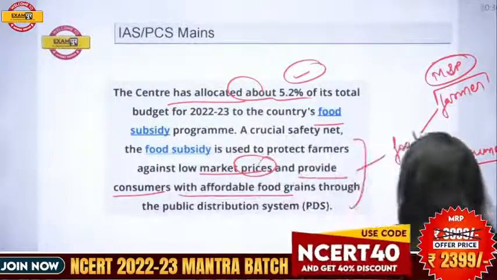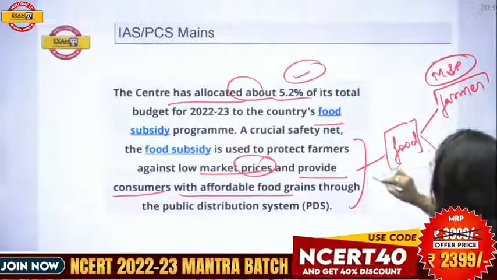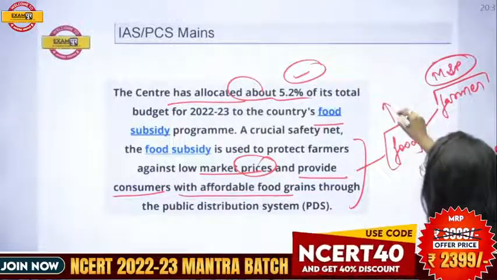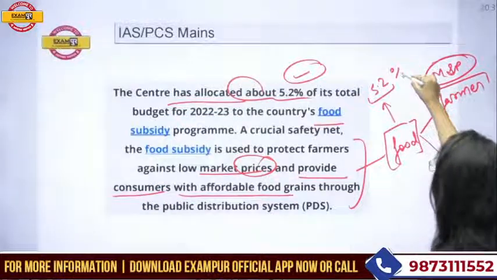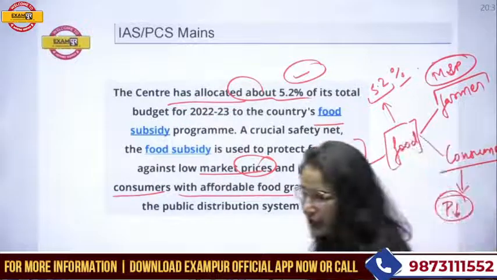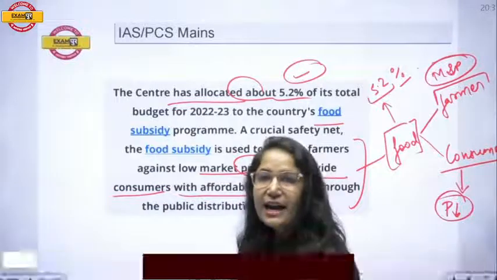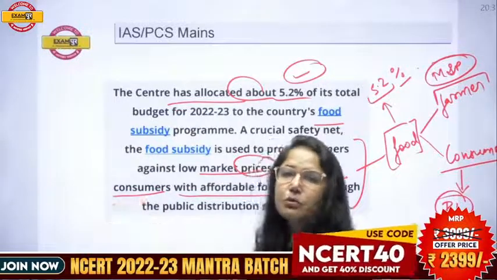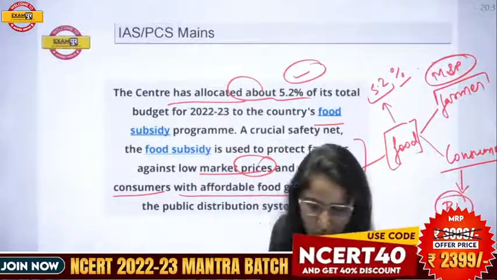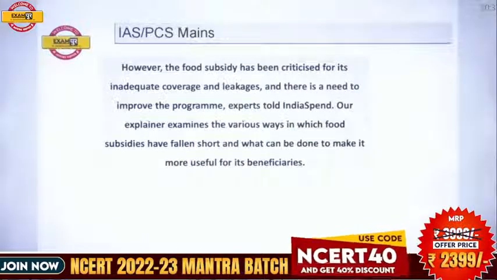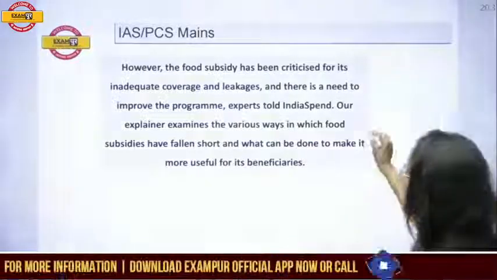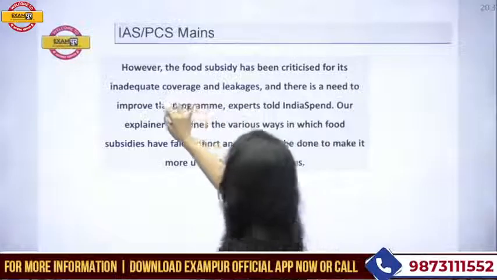So in both the hands, food subsidy is playing the role, and in order to play that role, the budget has allocated 5.2% to the country. We are just talking about the recent budget 2022-23. Okay. Next is all about food subsidies being criticized for inadequate coverage.